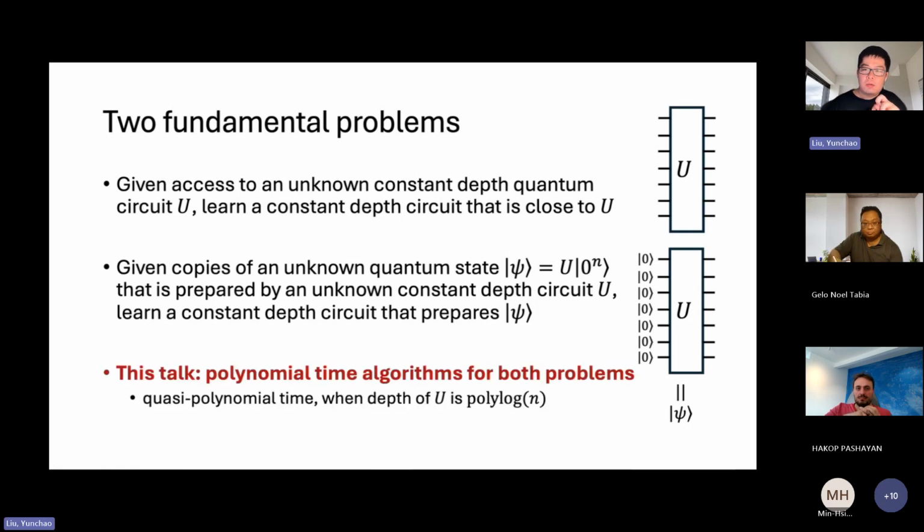In this talk, we will show polynomial time algorithms for solving both problems. Let's start by assuming that the system of interest is defined on some finite-dimensional lattice. We will also maybe mention more general geometry later. These algorithms also work for slightly higher circuit depths, up to polylog n, at the cost of a quasi-polynomial running time. Okay, any questions about these problem definitions?